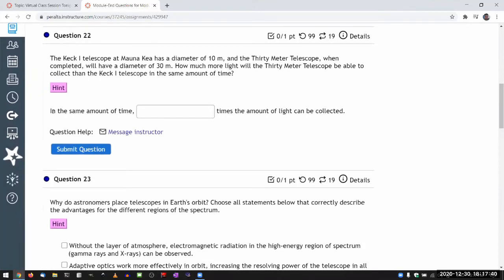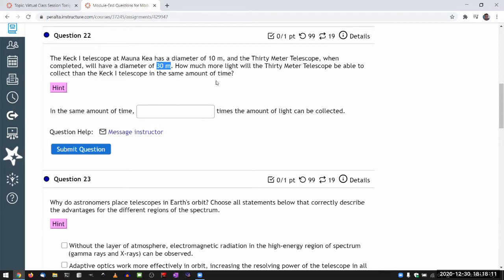It says, so it's telling you about a telescope, Keck 1 telescope at Mauna Kea. I think it's in Hawaii. Has some diameter, and the 30 meter telescope, I think it's at the same location, when completed, will have a diameter of 30 meters. It asks, how much more light will the 30 meter telescope be able to collect than the Keck 1 telescope in the same amount of time?